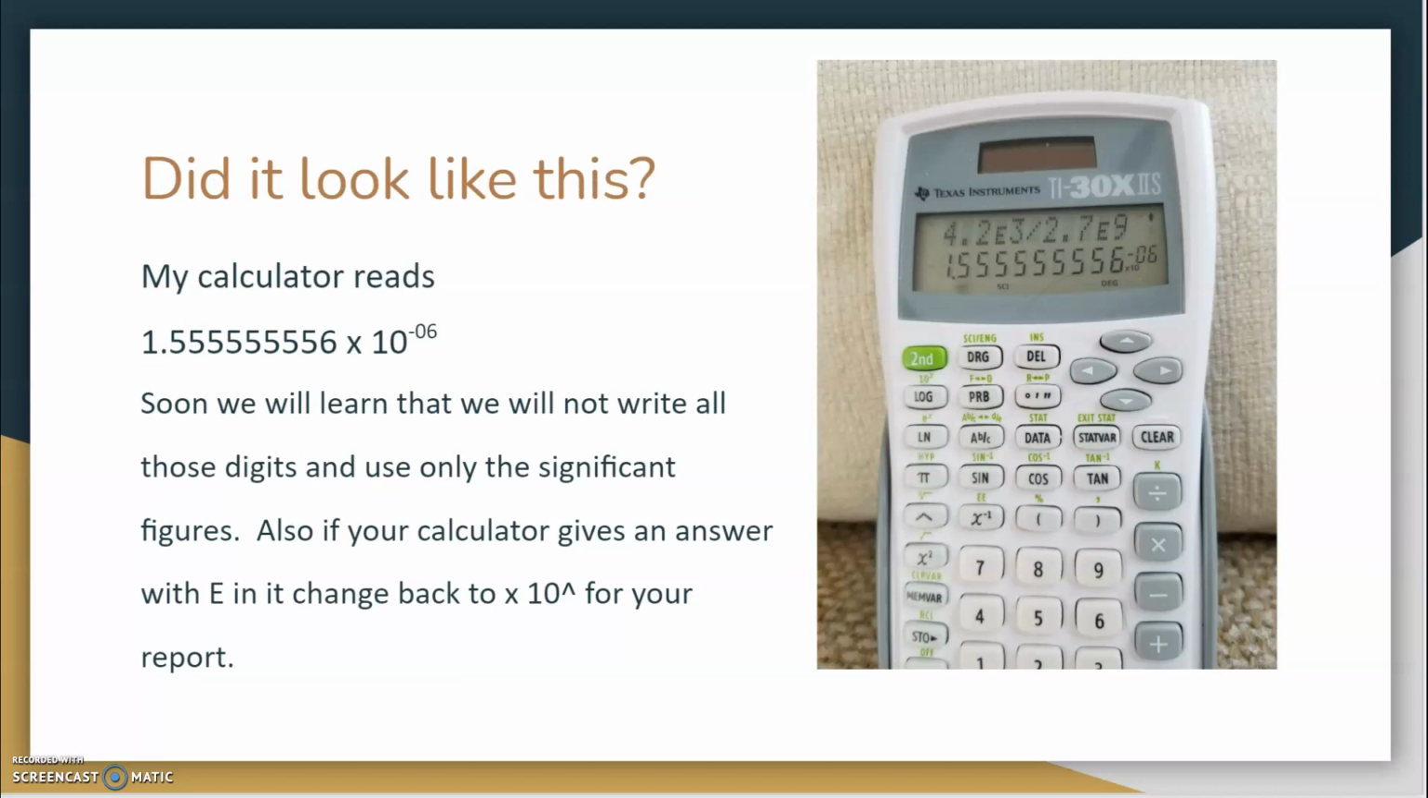Did it look like this? My calculator reads 1.55555, a lot of 5s, and then 6 times 10 to the -06. That's what it reads right here. Soon we're going to learn that we're not going to report all these digits because they're not all significant. But for right now, you can write them down, or if I tell you to round to a certain place, do that. And notice also it says 10 to the -06. That 0 is not necessary. You don't have to put that in.